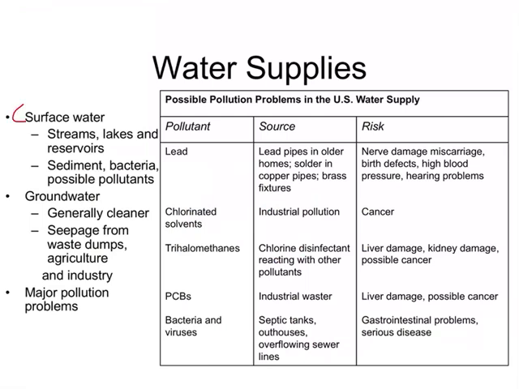So this particular slide is just telling you the difference between surface water and groundwater. Surface water is like your streams, lakes, reservoirs. Obviously, those are going to have a lot more sediments and bacteria, possible pollutants, because they're exposed. Whereas groundwater is generally a little bit cleaner because it's in the ground. There is some pollution, though, from different waste dumps and agriculture.